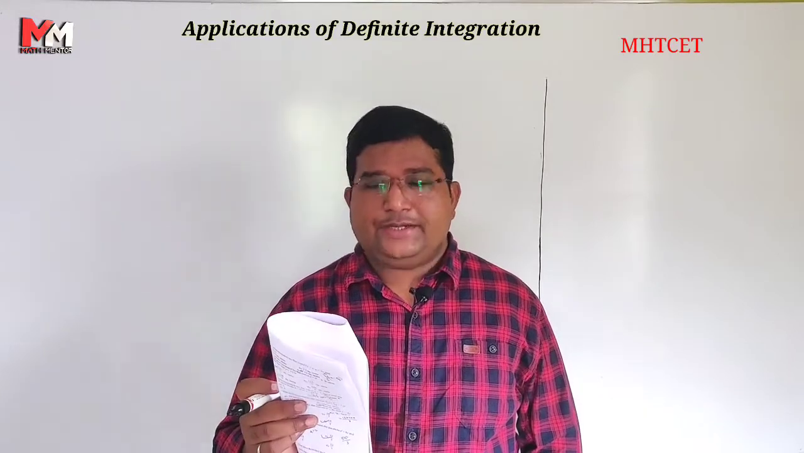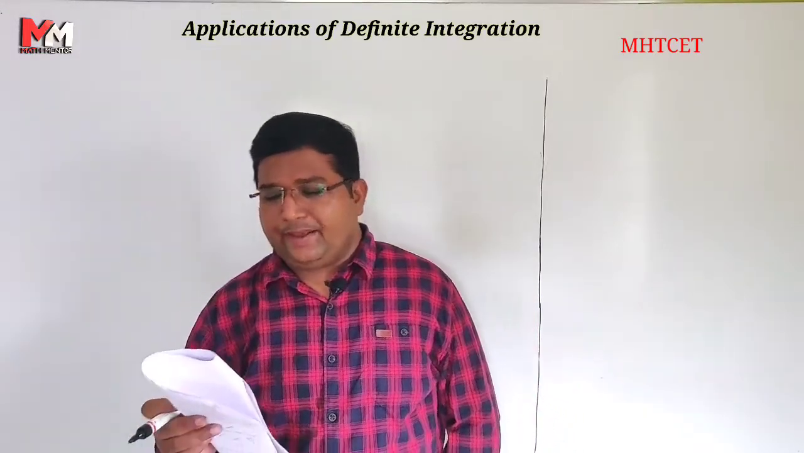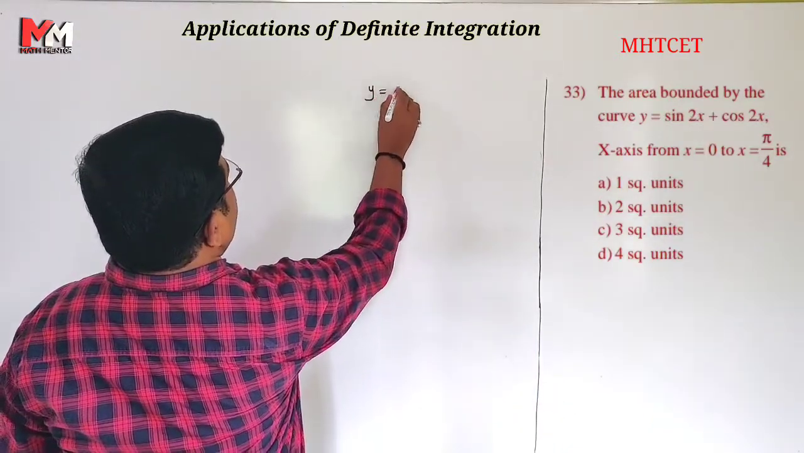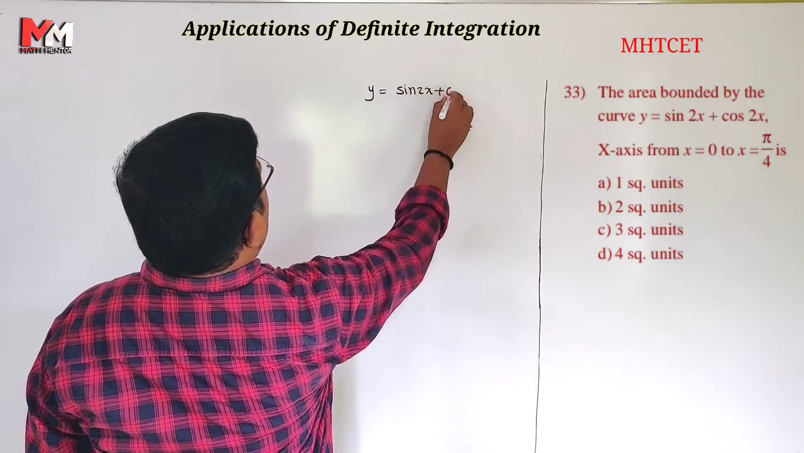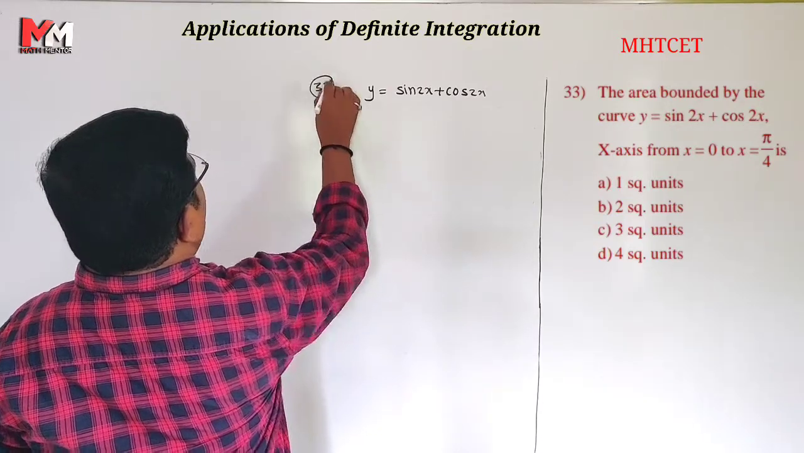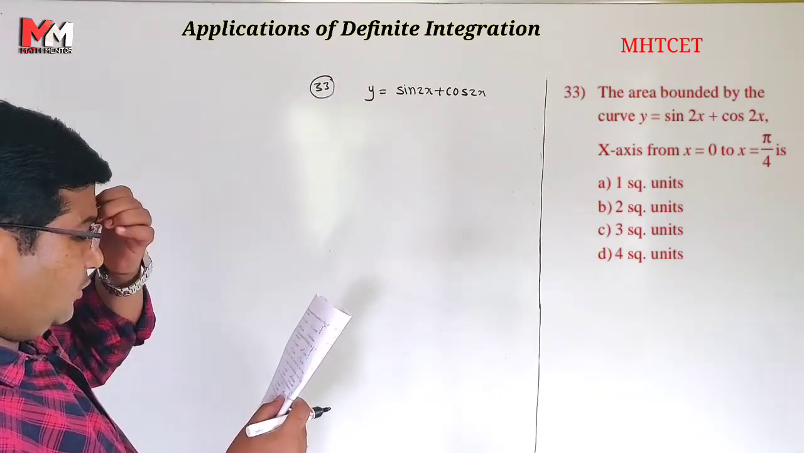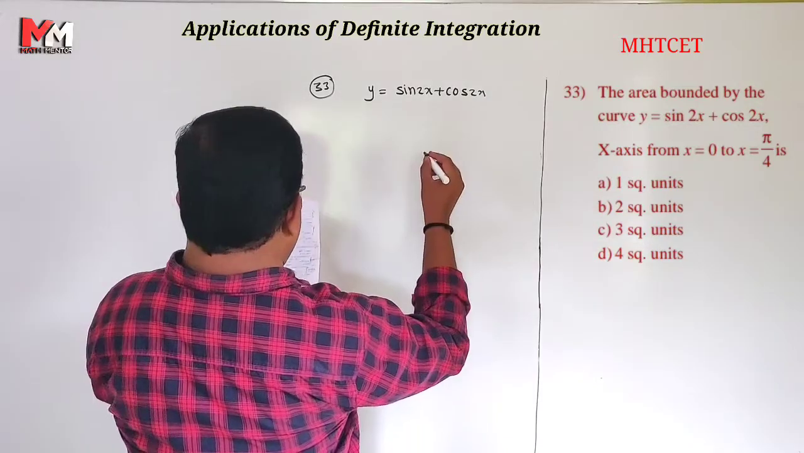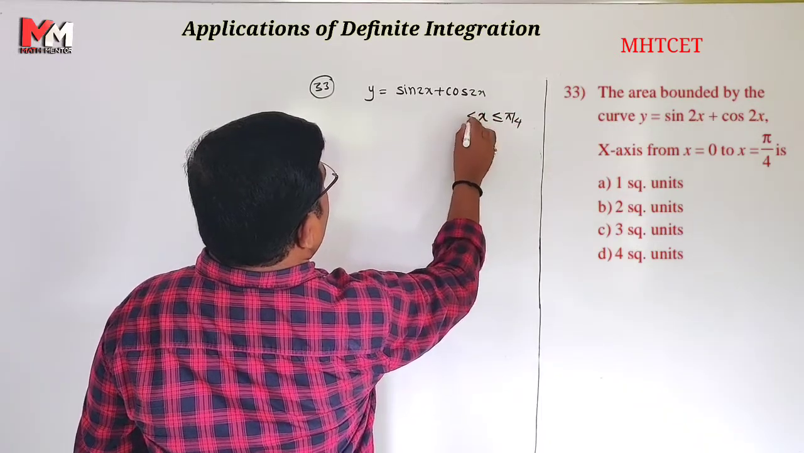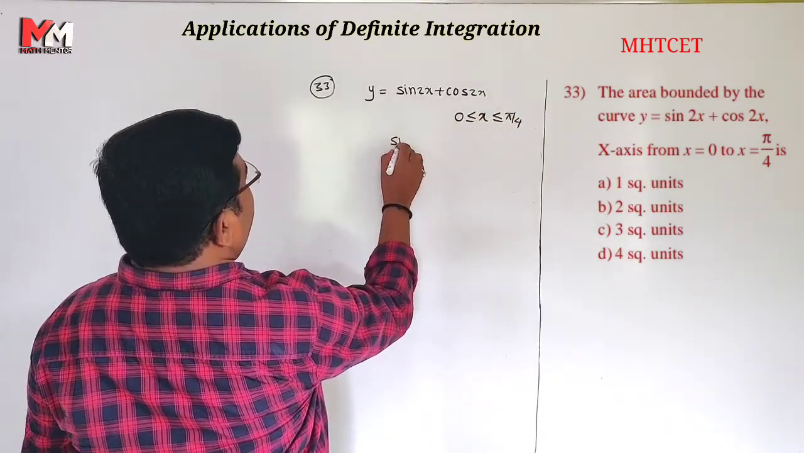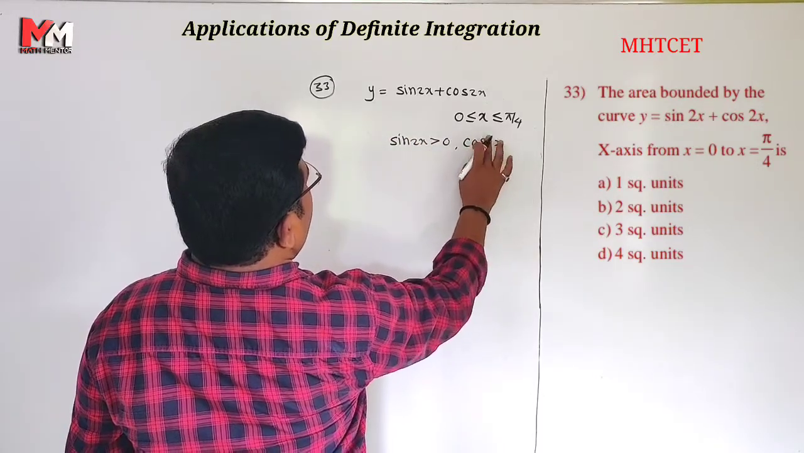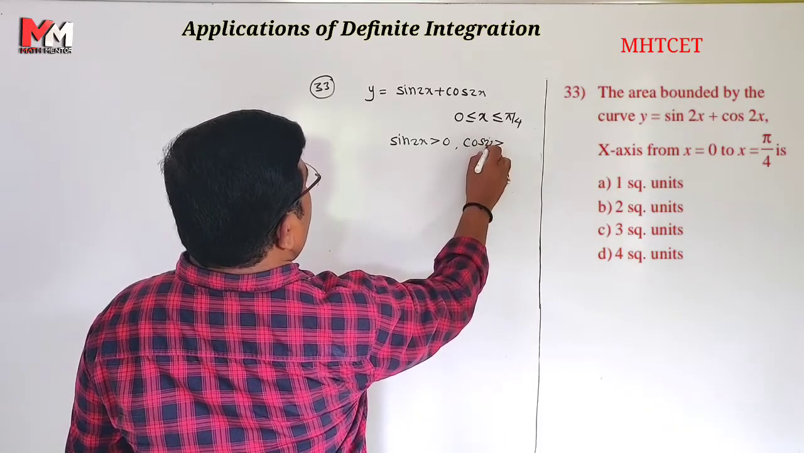Let's see MCQ number 33. The area bounded by the curve sin 2x plus cos 2x, and the x-axis, with x from 0 to pi by 4. It means the first quadrant. In the first quadrant, sin is positive and cos is also positive, never negative. So sin 2x and cos 2x are both positive.